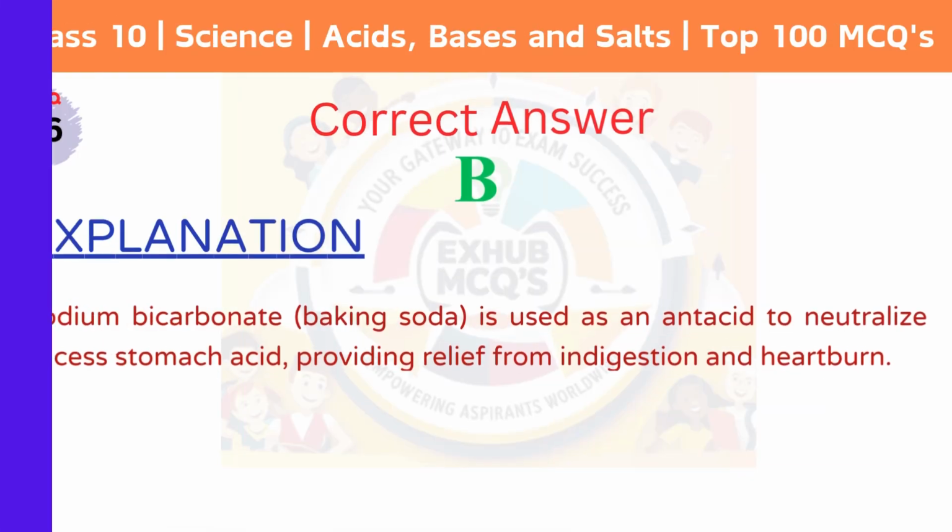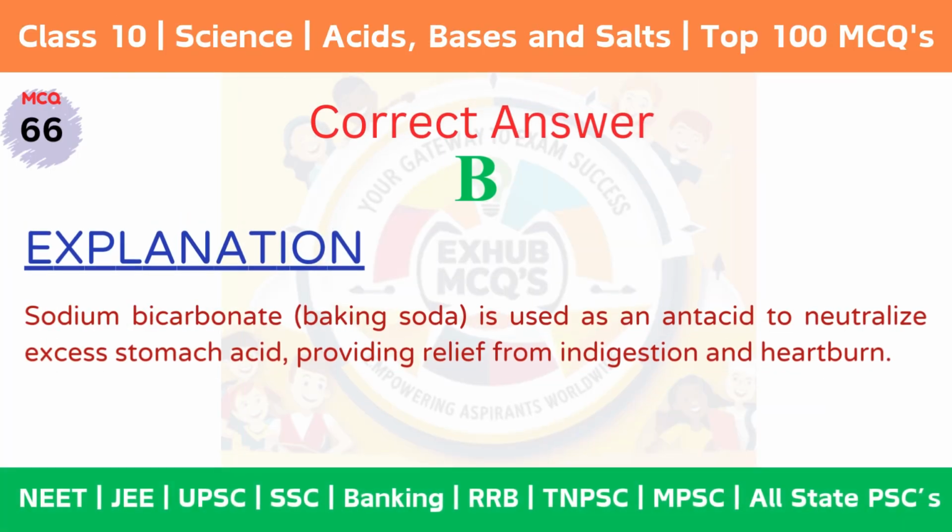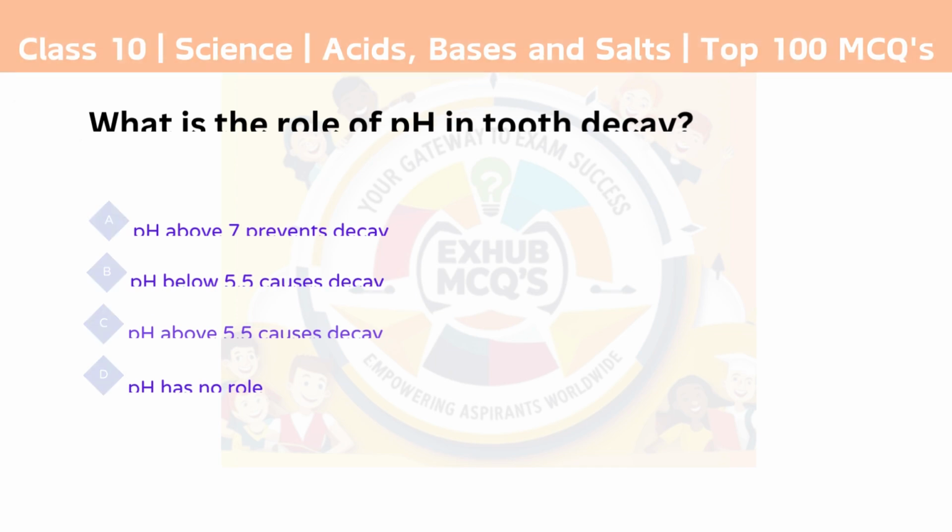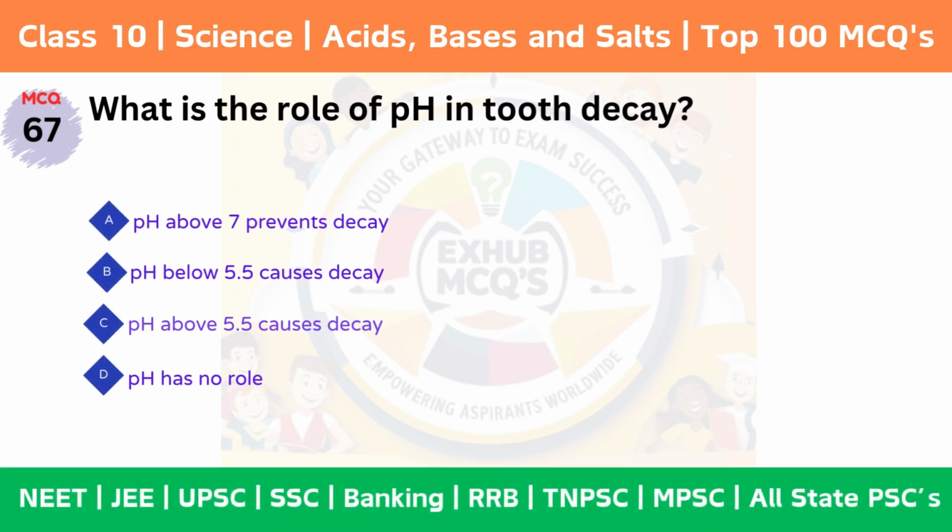The correct answer is option B, antacid. Explanation: sodium bicarbonate, baking soda, is used as an antacid to neutralize excess stomach acid, providing relief from indigestion and heartburn.